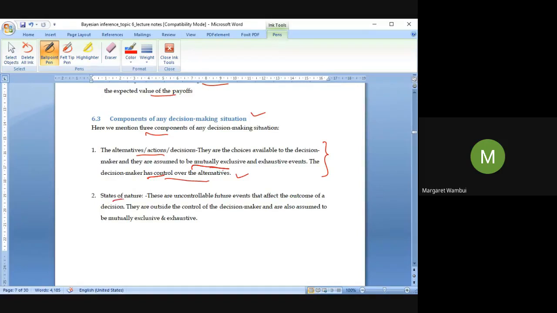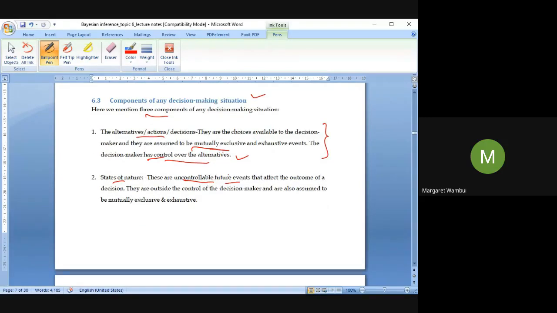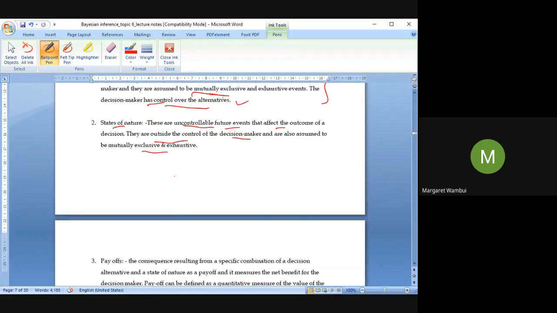The number 2 is the state of nature. These are uncontrollable future events. These ones are not in our ability to change. So they are uncontrollable future events that affect the outcome of a decision. They are outside the control of the decision maker and are also assumed to be mutually exclusive and exhaustive.